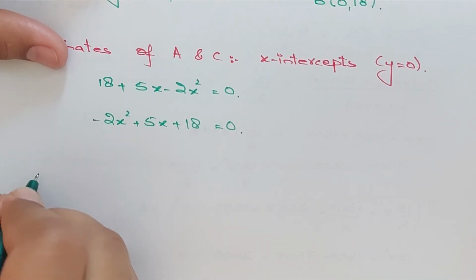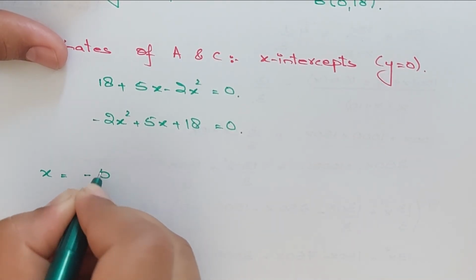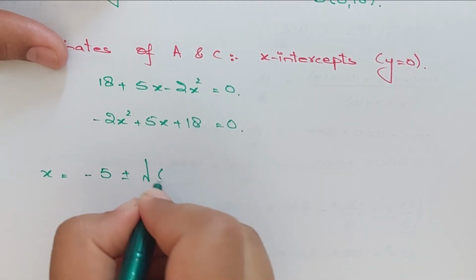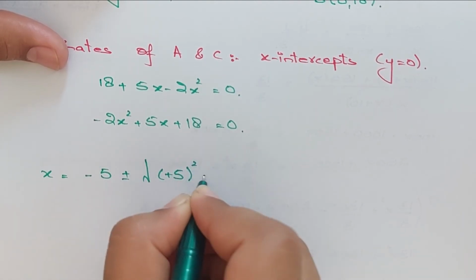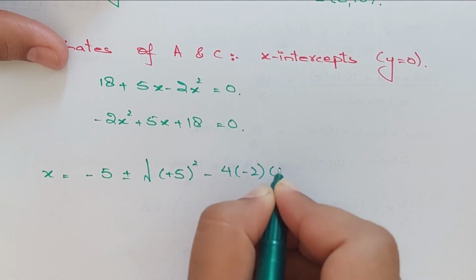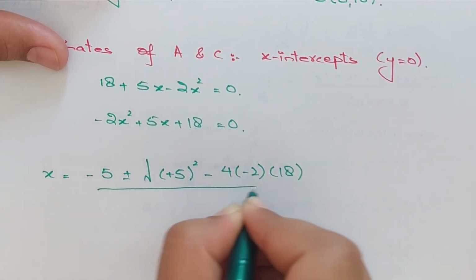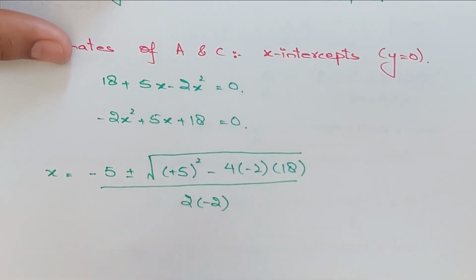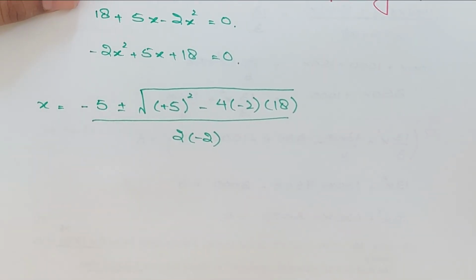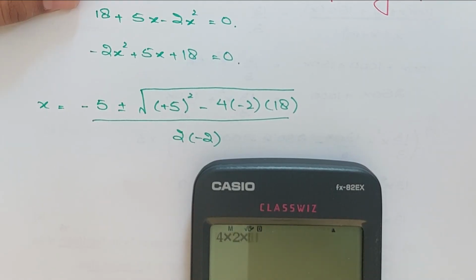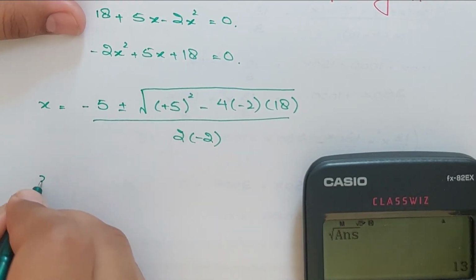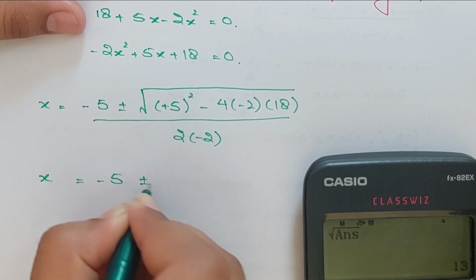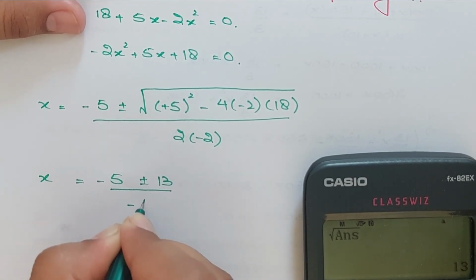Rearrange the quadratic equation and apply the quadratic formula. Minus b plus minus square root b square minus 4 times the a value and the c value, and divided by 2 times the a value, which is minus 2, and the square root as well. Let me simplify. 4 times 2 times 18 is 144 plus 25 is 169, and square root of this is 13. So x should be equals to minus 5 plus minus 13 divided by negative 4.